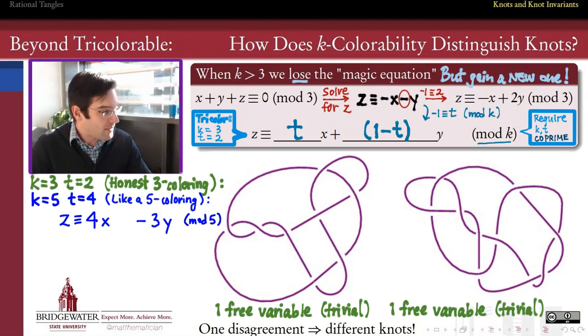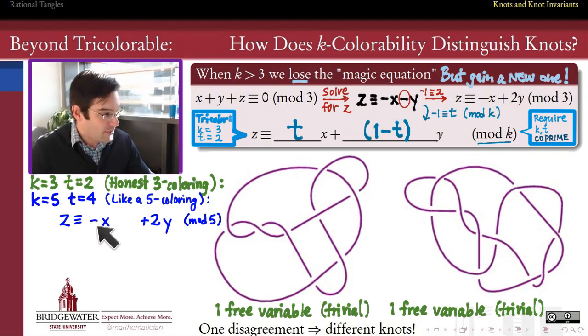If I simplify that, that's 4x minus 3y. And since negative 3 is the same as positive 2, mod 5, I could also think of it as 4x plus 2y. So if you tell me the colors of two under arcs, x and y, then I can tell you the color of the over arc by taking 4x plus 2y computed mod 5. And that's going to give me the color of the over arc.